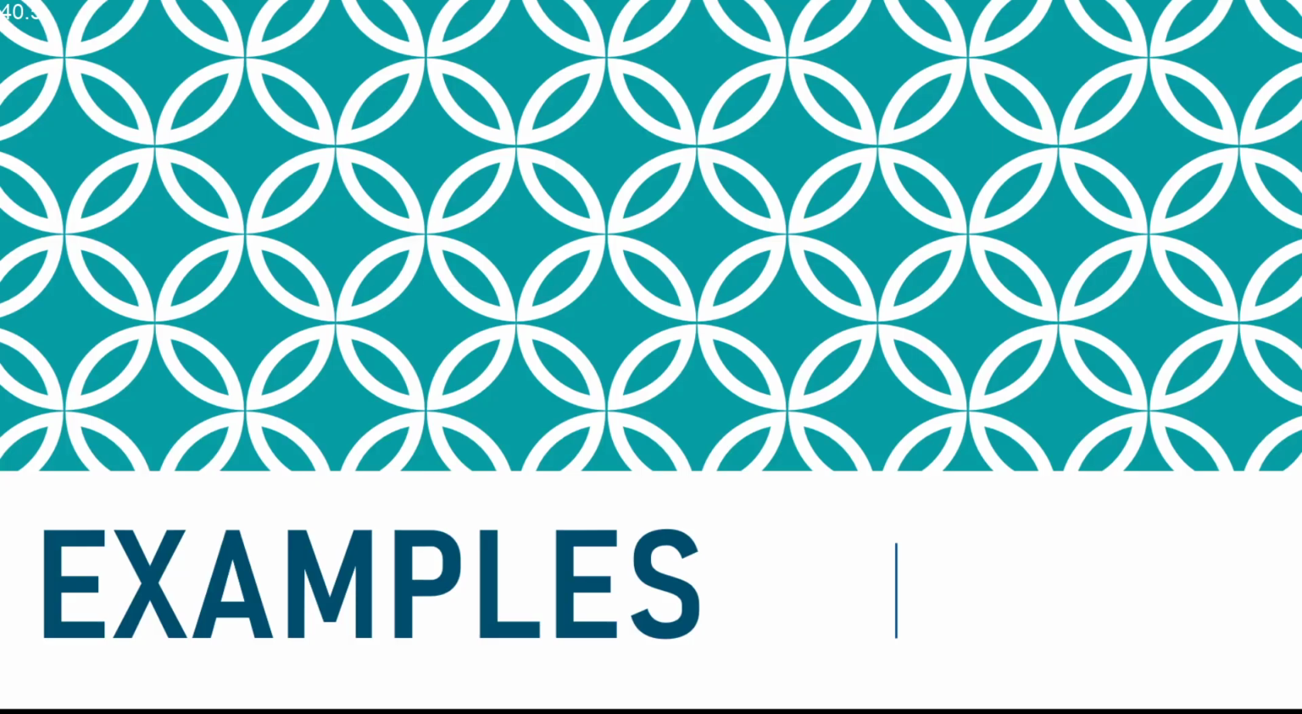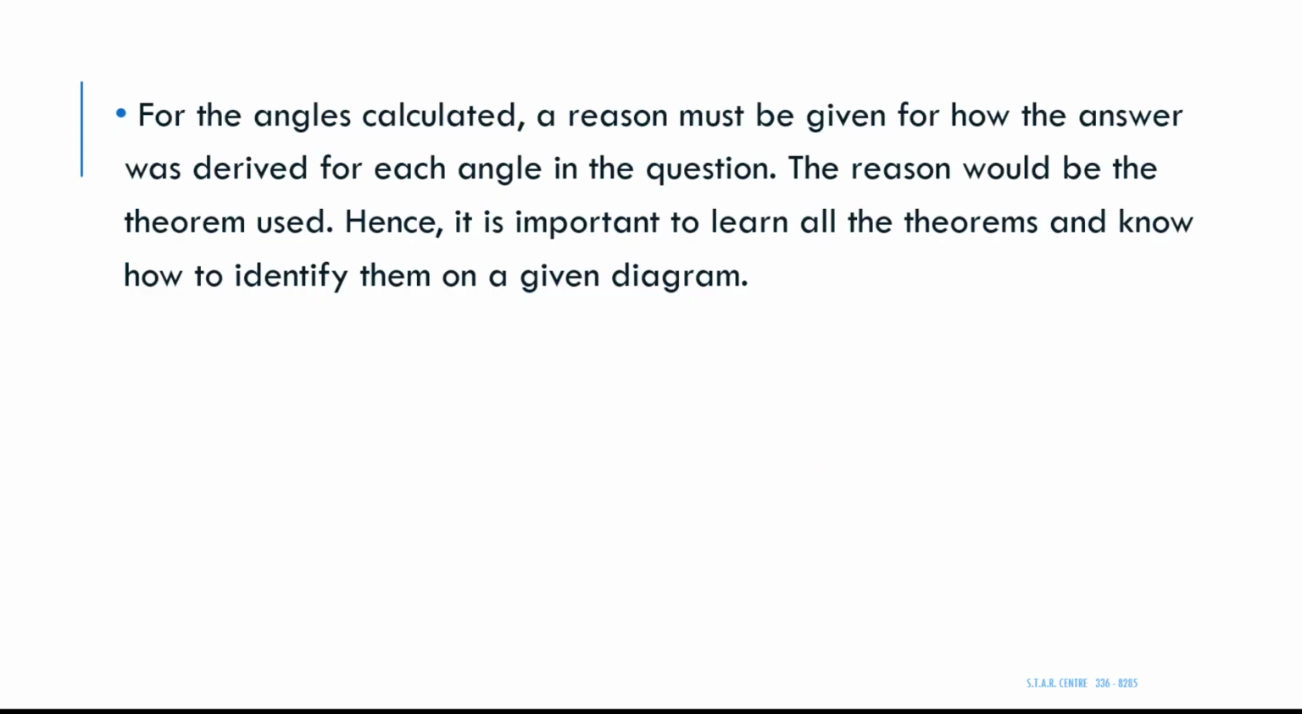So now that we have looked at all the theorems, we are going to see how we can apply our knowledge to the examples. But before we do that, for angles that are calculated in any question involving circle theorems or circle geometry, a reason must be given for how the answer was derived. So for each angle in the question, you need to state a reason after calculating it. And the reason would be the theorem that is used.